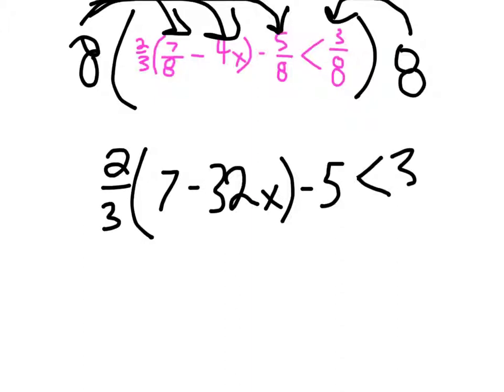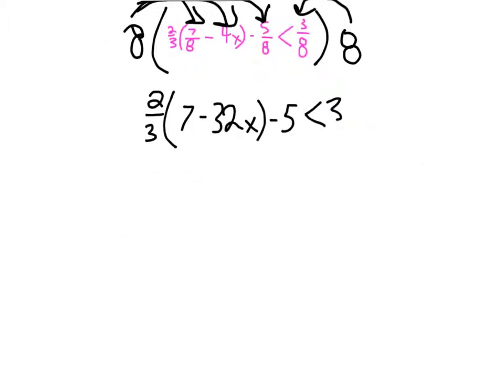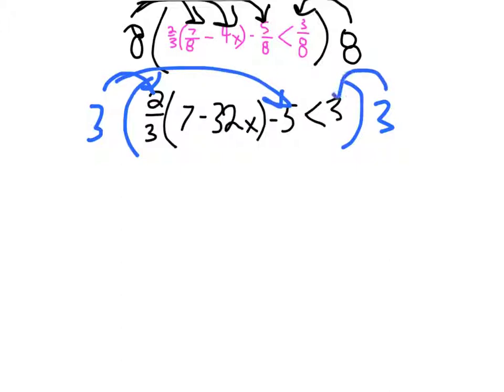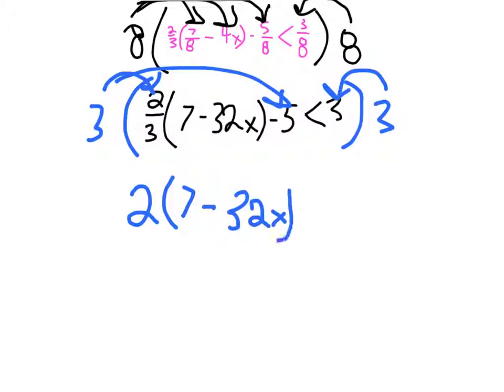So we can clear the next fraction. In order to clear the next fraction, we'd multiply everything by 3. But because last time we ignored the 2/3, this time we're going to distribute to that and not distribute to the innermost parentheses. So we're distributing there and to the 5. We're also distributing it on the other side. This leaves us with 2 times 7 minus 32x minus 15 is less than 9.